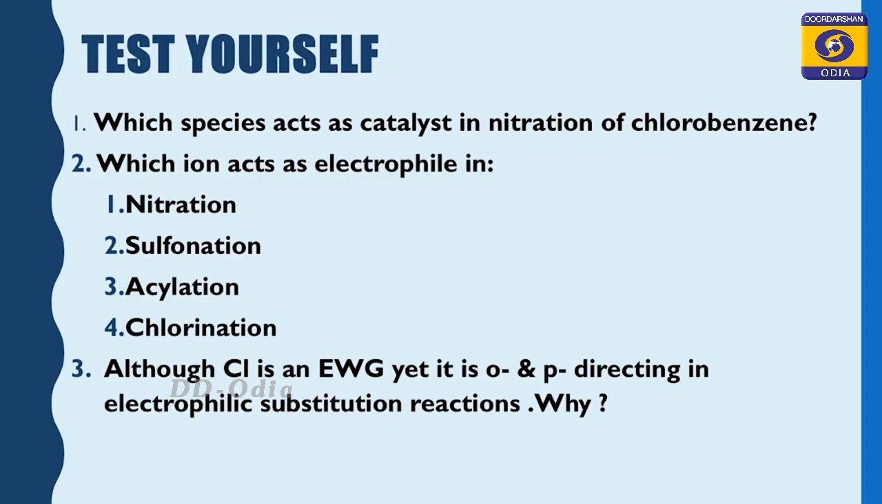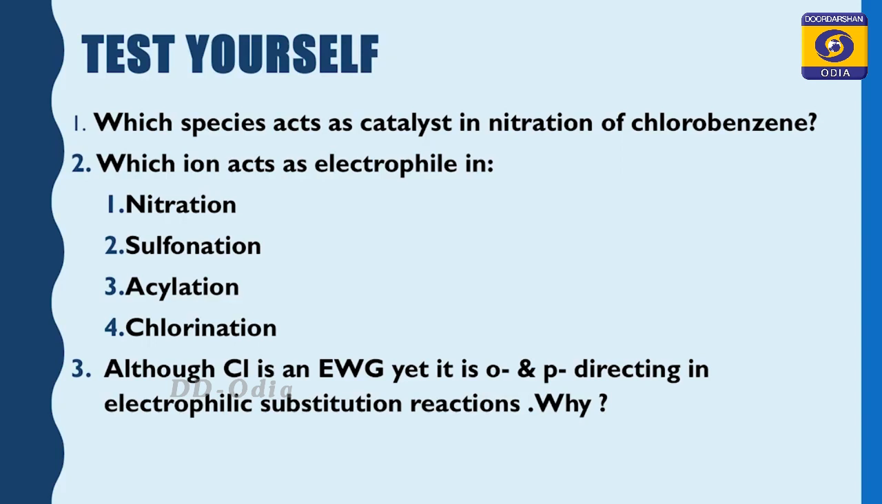Then what is the second question? What is the electrophile in the sulfonation process? Yes, SO3H plus or the sulfonium ion. In the acylation process, which is already on the blackboard, it is the acylium ion, and in the chlorination process, AlCl3 along with Cl2 gives the electrophile Cl plus, the chloronium ion. Then go to the third question.